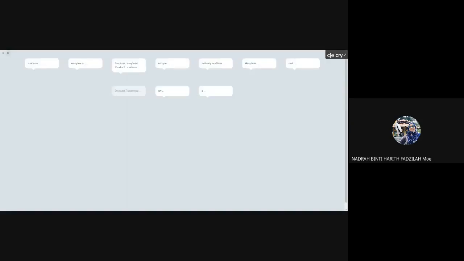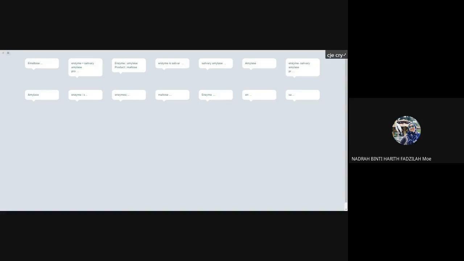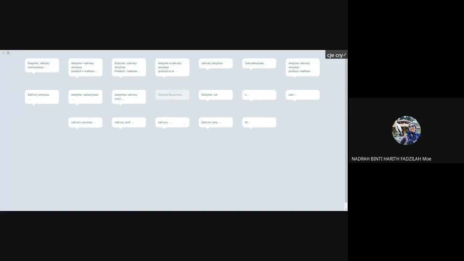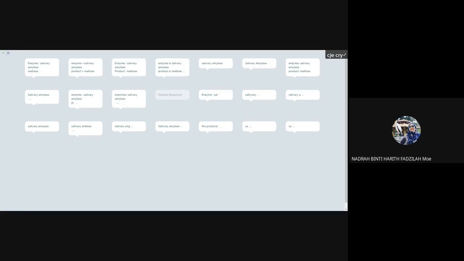Yes, very good. Okay, the enzyme is salivary amylase. Enzyme dia amylase. Kenapa ada salivary? Sebab it is produced by the salivary gland. Nanti kita tengok there is another part of our body that also produces amylase. Kita panggil dia sebagai pancreatic amylase.